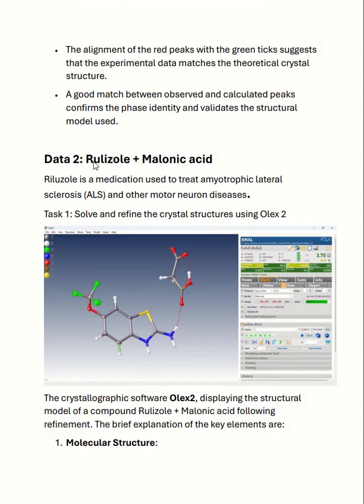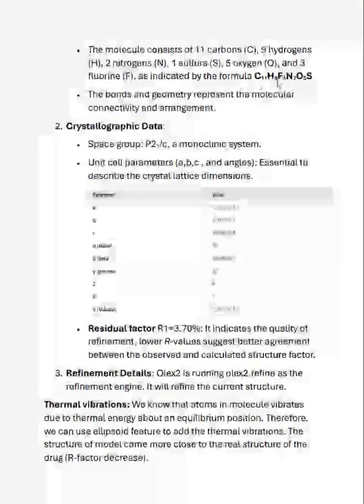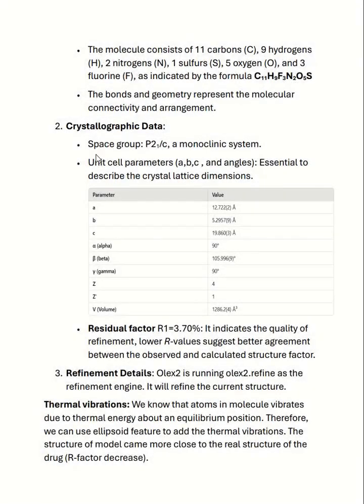This is the data 2, and this drug is rulizole plus malonic acid, and here we have solved the structure model using the XRD data of the various HKL planes and the intensity and the standard deviation of the peaks. So this is the structural model, and this is the molecular formula C11H9F3N2O5S. So this is our monoclinic system P21/C, where 21 is the screw axis, and as we know that beta is not equal to 90 degrees, so this is a monoclinic system, and these are the various cell parameters.